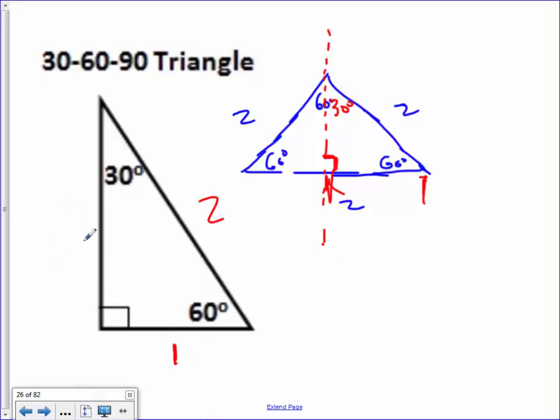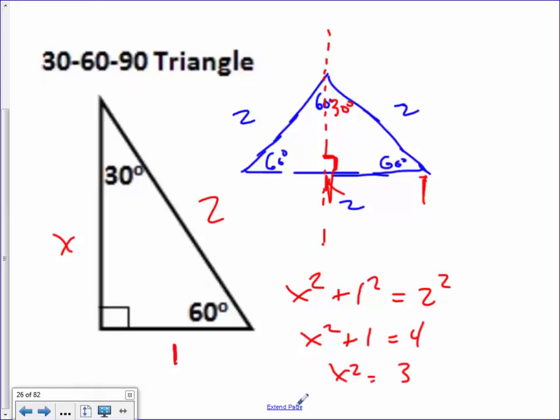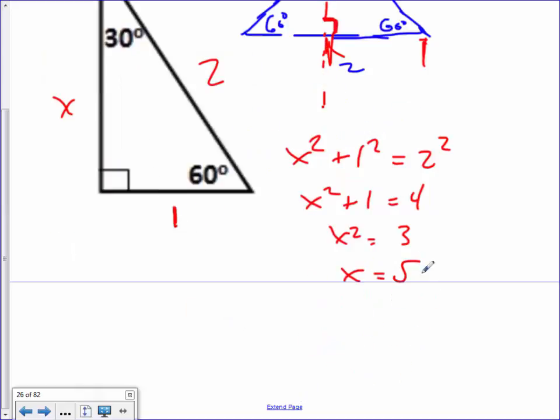Well, I can also now tell you the other side of the triangle using Pythagoras' theorem, but doing it backwards. If this side right here is x, x squared plus 1 squared would have to equal 2 squared, which means that x squared plus 1 would equal 4, which means x squared would equal 3, which means that x is the square root of 3. Did I do that too fast, or can you guys follow that bit? Did I lose you there?